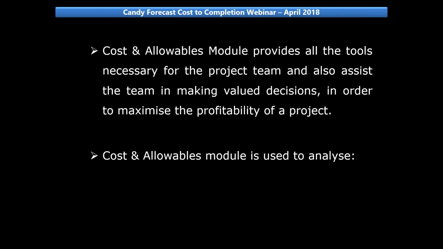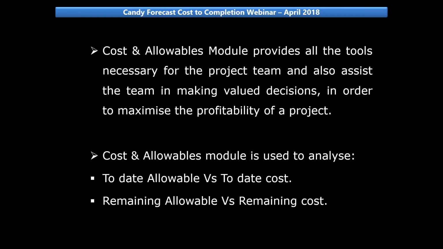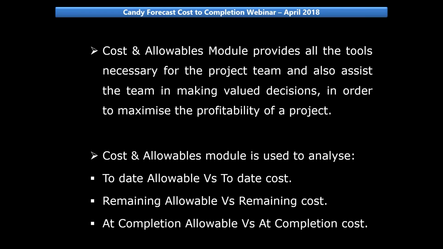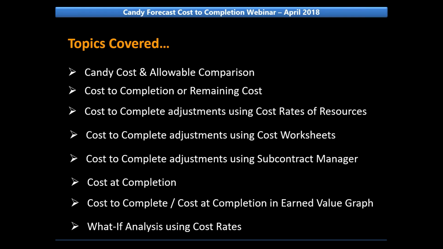To summarize, the cost and allowable module is used to analyze to-date allowable versus to-date cost, remaining allowable versus remaining cost, and at completion allowable versus at completion cost. In this webinar, we will see how the remaining cost can be forecasted using the tools available in Candy.